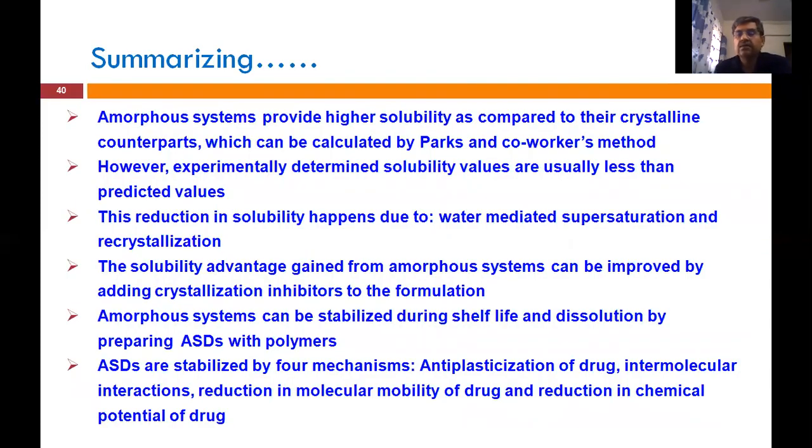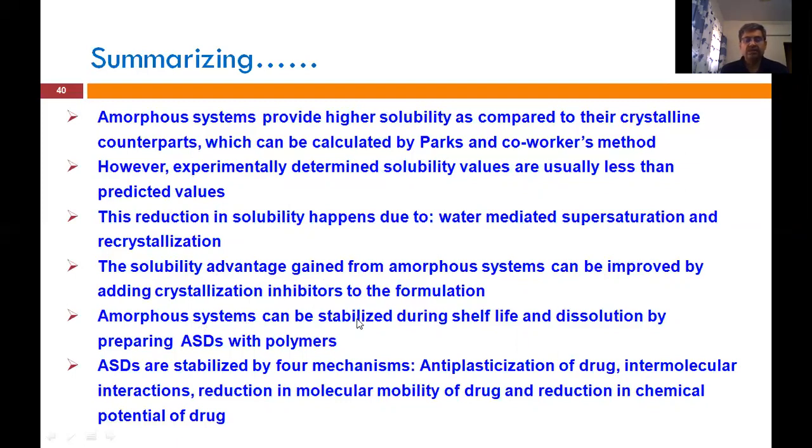Summarizing the take-home messages from the amorphous solid dispersion lecture, amorphous systems can provide higher solubility as compared to their crystalline counterparts, which can be theoretically calculated by using the equation proposed by Parks and co-workers. However, experimentally determined solubility values are usually less than the predicted values. This reduction is due to water-mediated supersaturation and recrystallization of the amorphous drug. The solubility advantage gained from the amorphous systems can be improved by adding crystallization inhibitors, which are mostly polymers, to the formulation to get ASD.